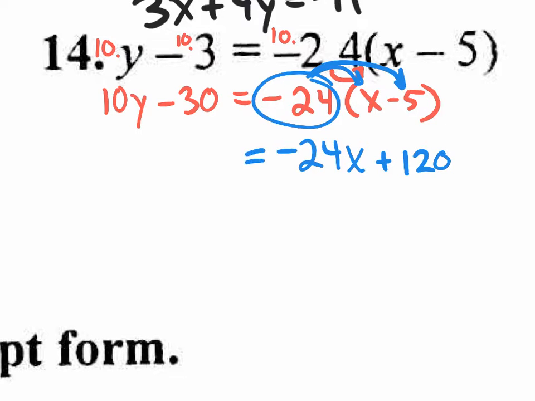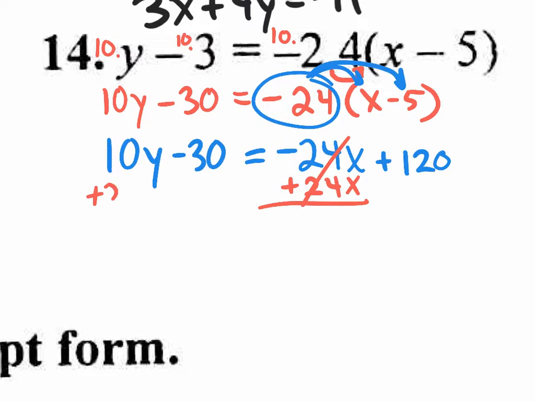And we have the equal sign, and we have 10y also, and minus 30. So we want ax plus by equals c. So I'm going to get rid of the minus 24 by going plus 24 with an x, of course. That cancels out. Plus 24, that will not cancel out. I'm going to have to rewrite it.